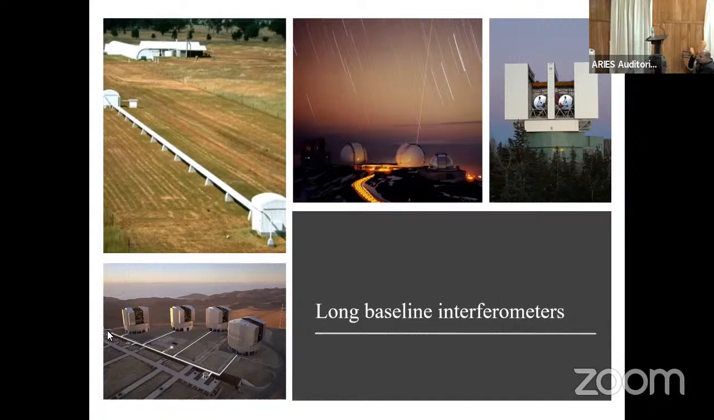This is the VLTI interferometer. This is the Large Binocular Telescope. That is the same structure. The two mirrors will be there, so that you don't need to shift anything. It will follow the star together like a normal telescope, but the mirrors are different.